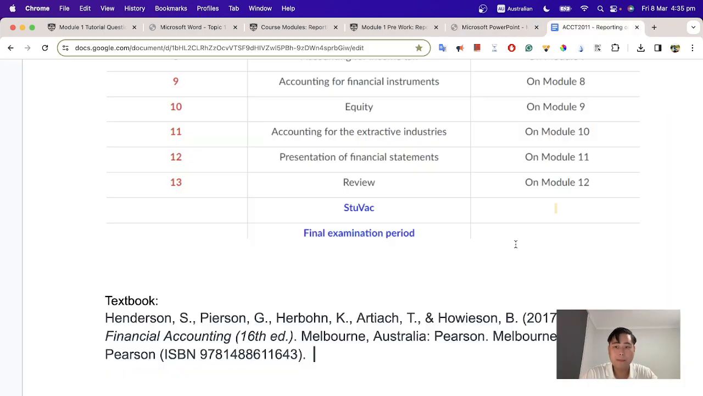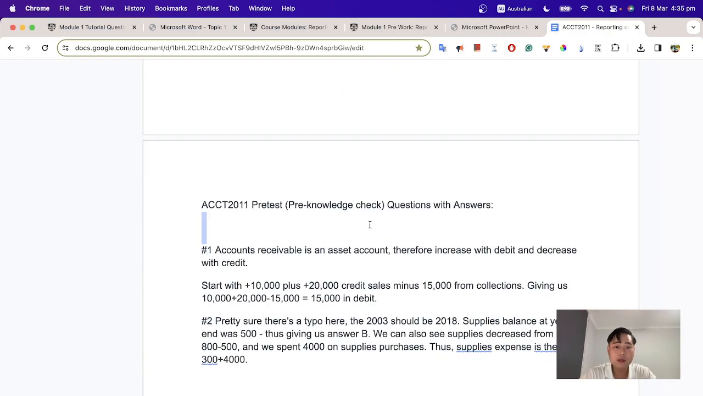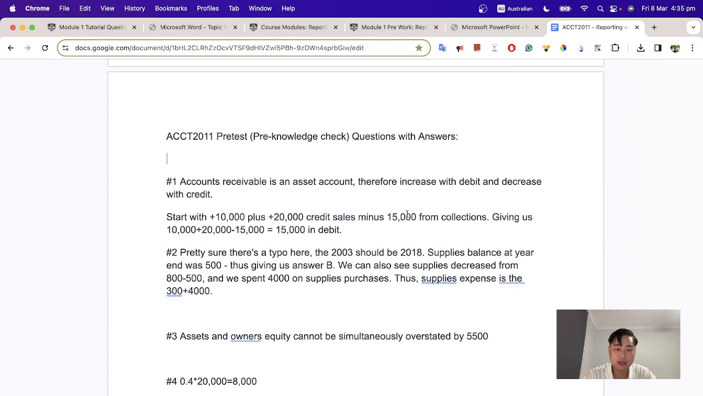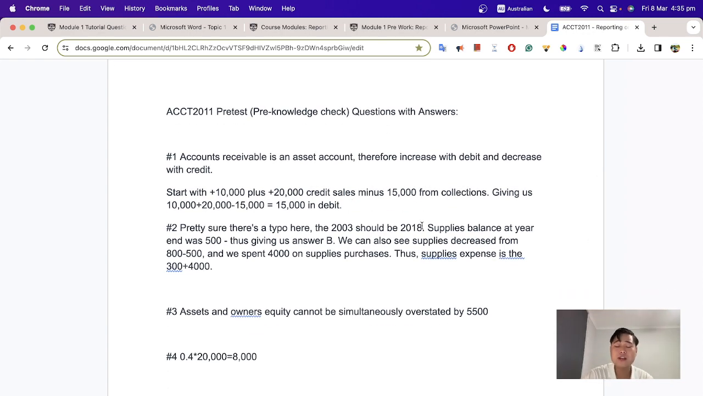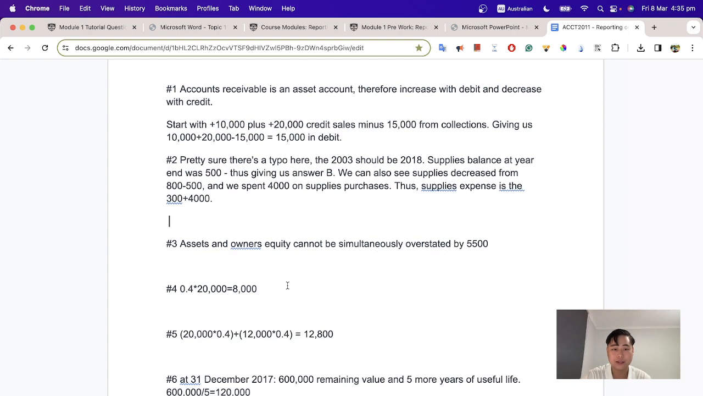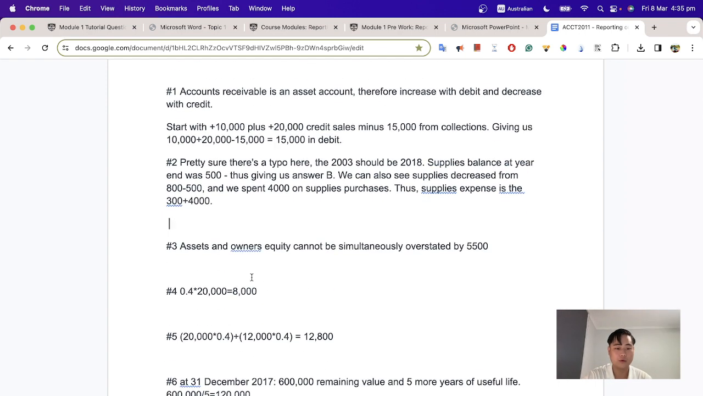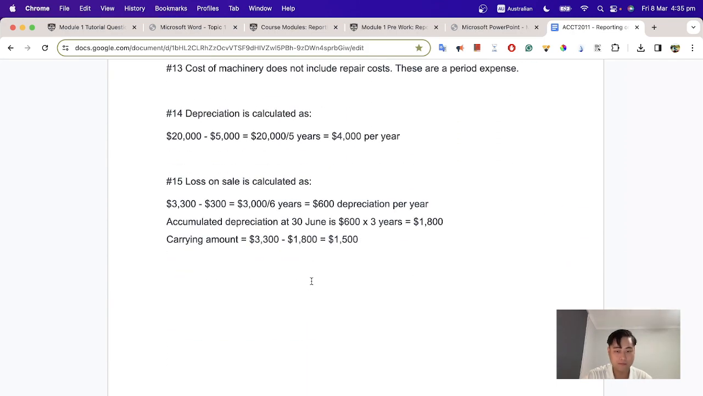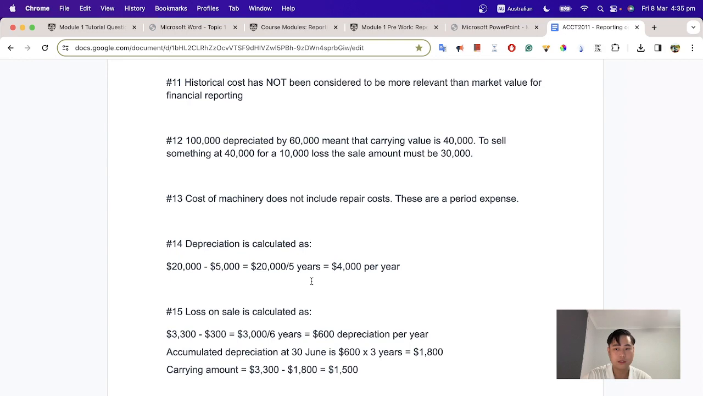Okay. So, moving on. Here's a pre-knowledge check, questions with answers. There is a quiz for a pre-knowledge check, checking your understanding from ACCT2006 and BUSS1030. This is the answer. Once again, this is the correct answer from the quiz. So you could pause it and look at it, or we're just going to move on. Okay, pause it if you want to look at it.